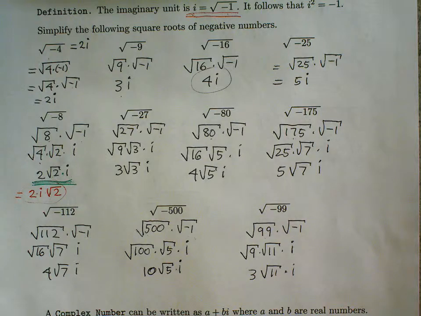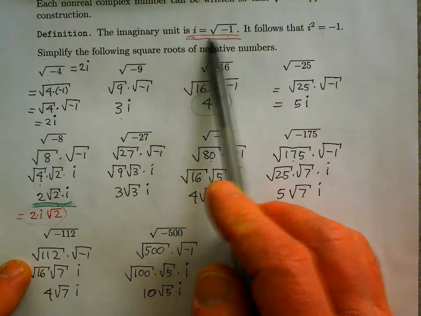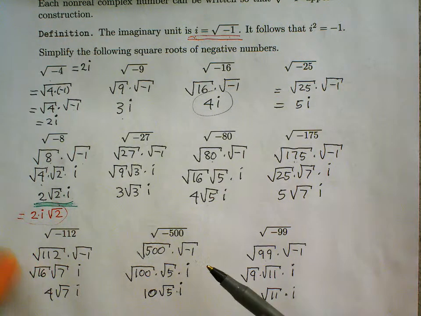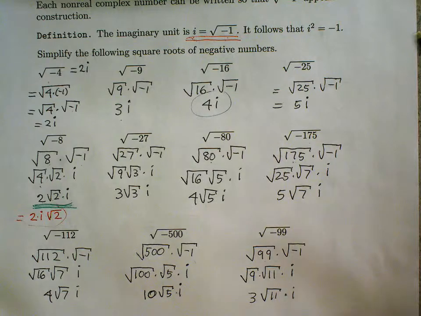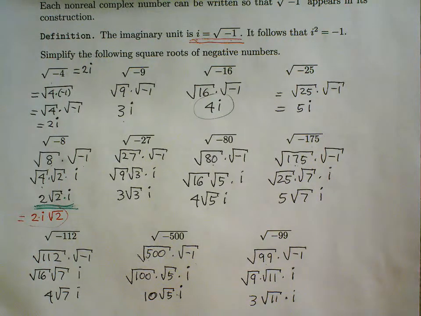Okay, so if you can remember that we use the definition i equals the square root of negative 1, and if you also remember how to simplify square roots, then simplifying square roots of negative numbers is pretty easy.